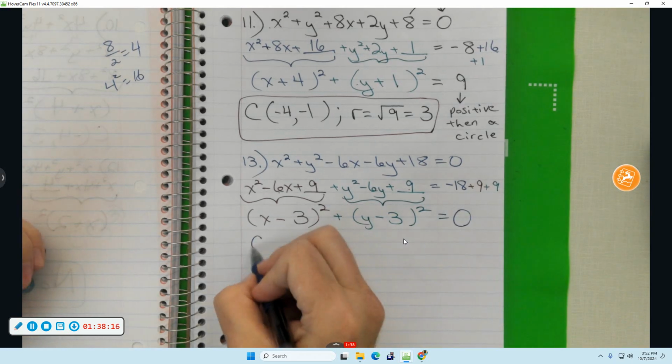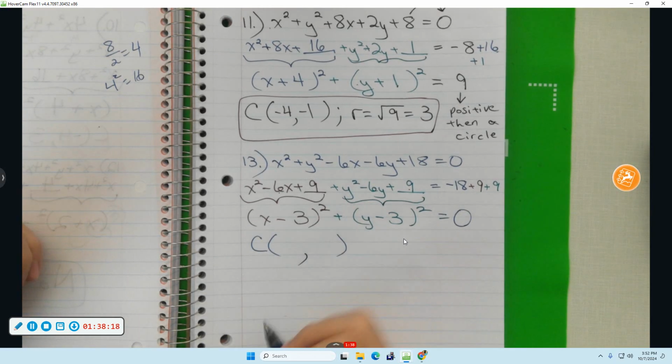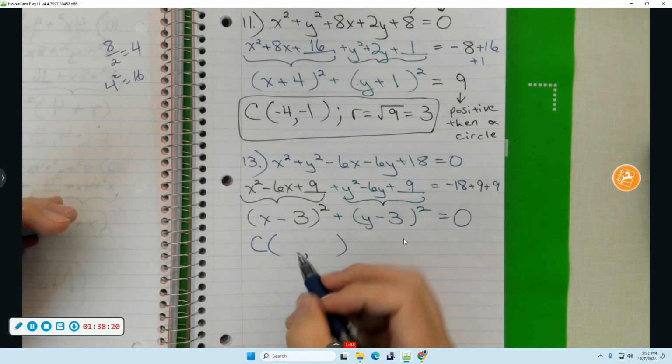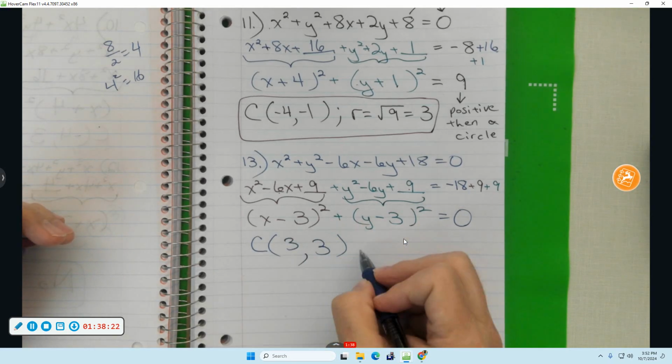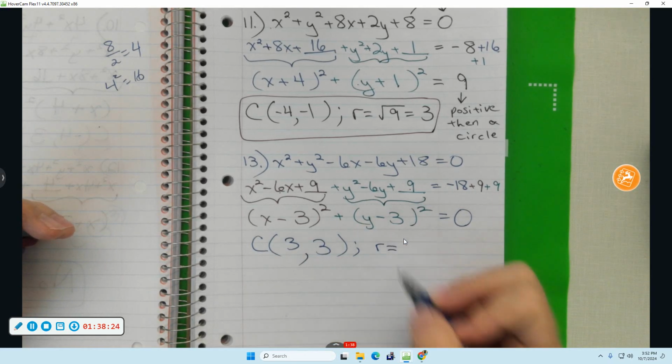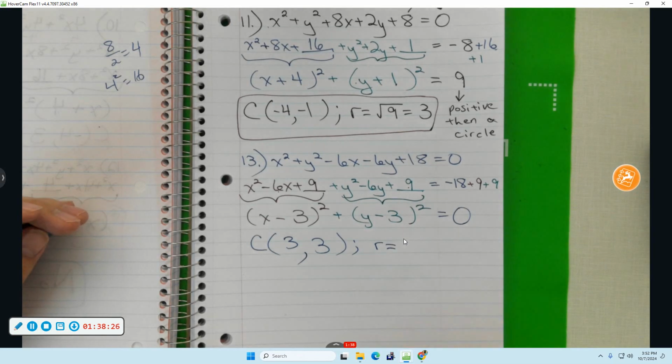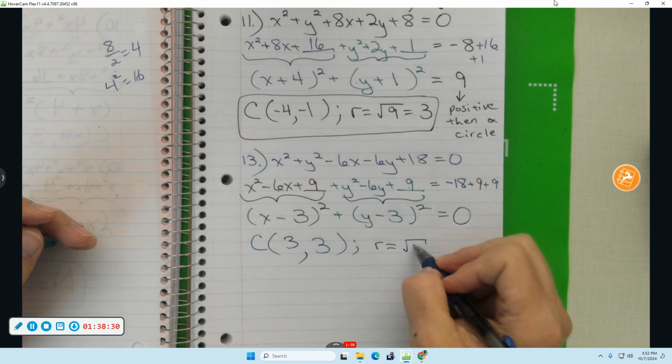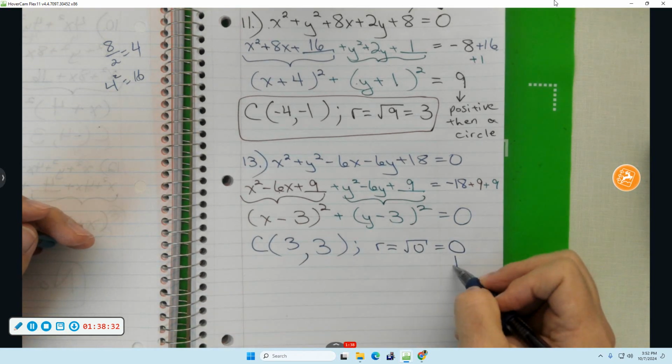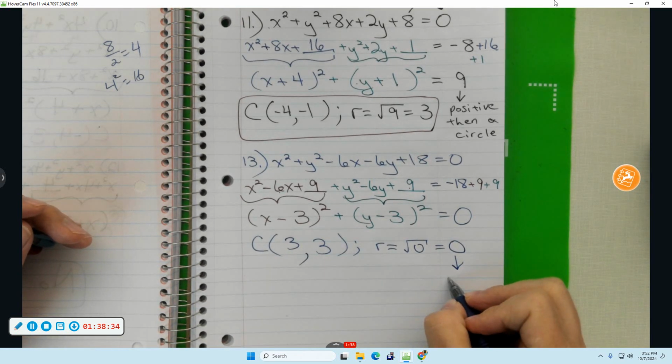So we have a center at 3, 3. What's our radius? Okay, the square root of 0 is 0. That means you have a point.